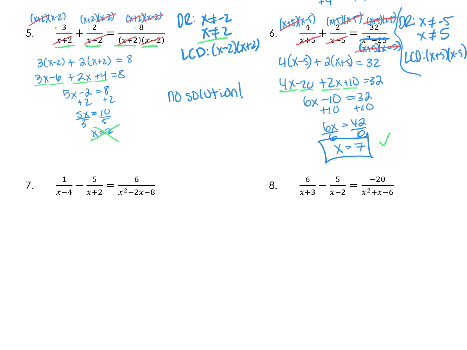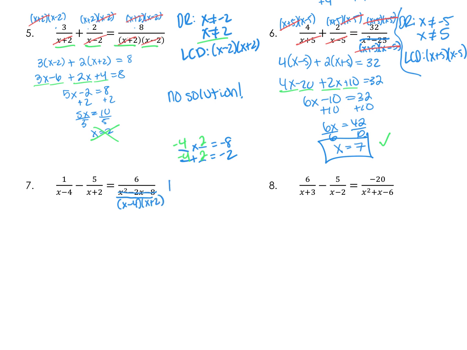Okay, so now for number 7, we'll start by factoring this trinomial here. So if we want to factor this, we're going to be looking for 2 numbers that multiply together to get -8 and add together to get -2. Two numbers that multiply together to get -8 are 4 and 2, and we want to add them together to get -2. So it'll be a -4 and a +2. So this will factor into x minus 4, x plus 2.